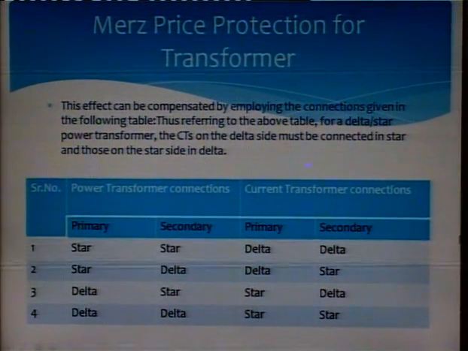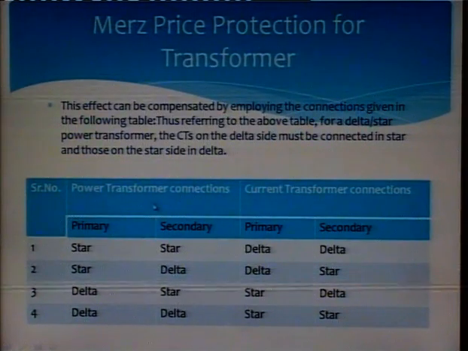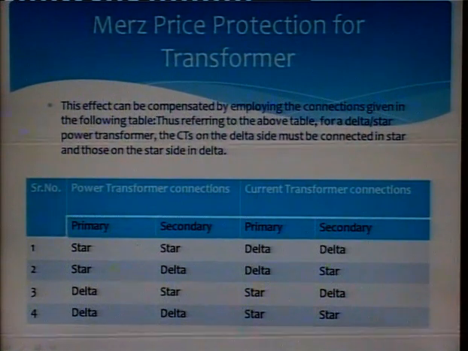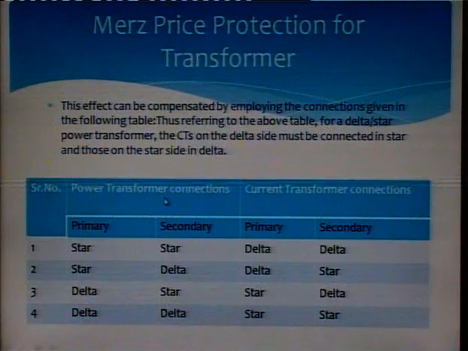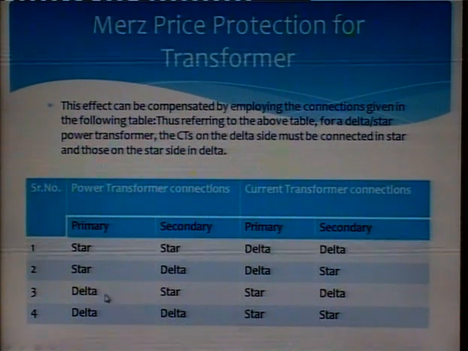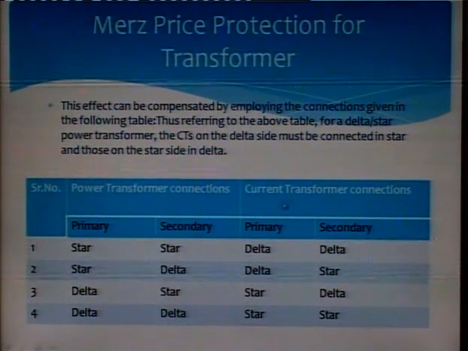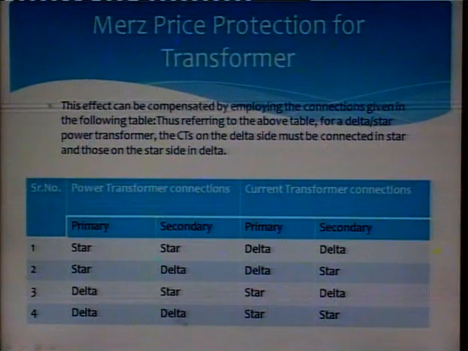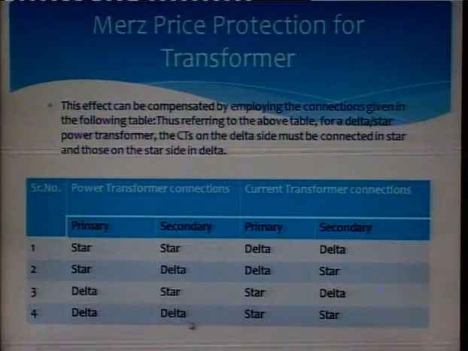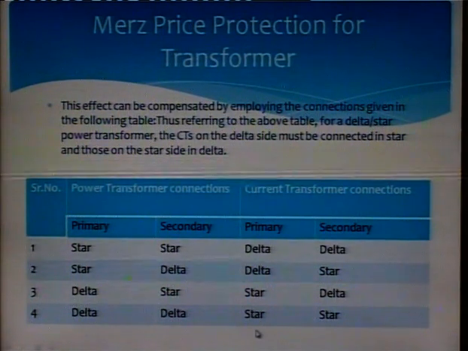So, you can say that if the power transformer is a star star transformer, then the CTs are connected in delta delta. If the power transformer is a star delta, then the CTs are connected in delta star. Now, similarly, for the delta star power transformer, the CT connections are star delta, and the last option is if the delta delta power transformer is there, then we have star star current transformer connections.